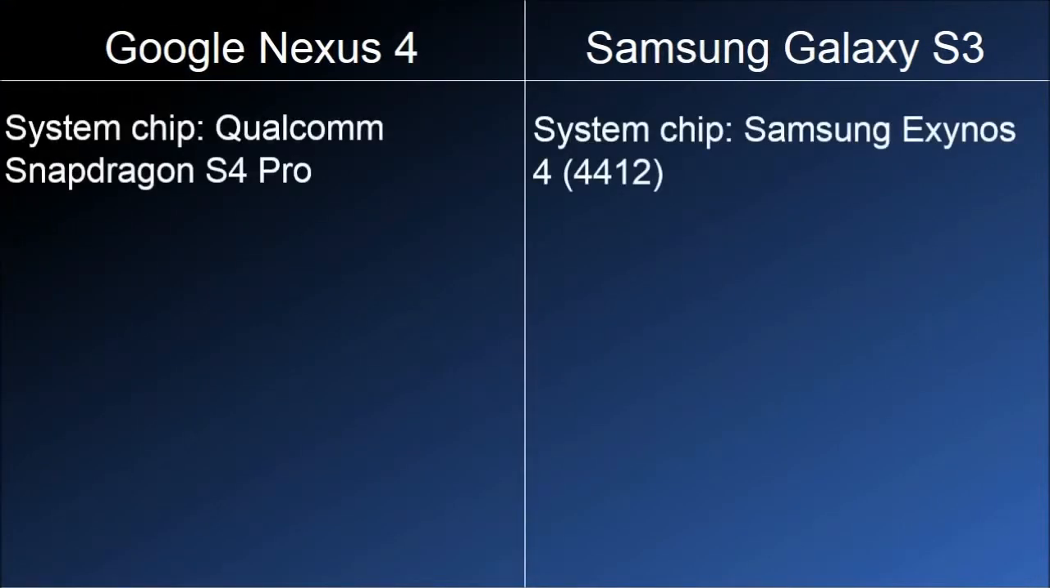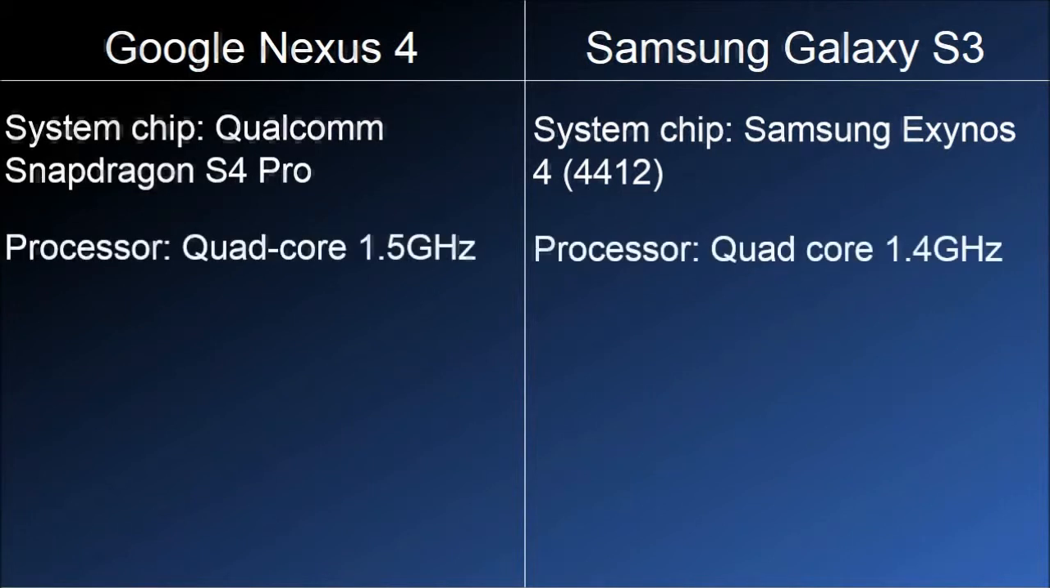Now in terms of processors, the processing chip on the Google Nexus 4 is a Qualcomm Snapdragon S4 Pro, whereas the Samsung Galaxy S3 has a Samsung Exynos 4. The Google Nexus 4 has a quad-core 1.5 GHz processor, whereas the Samsung Galaxy S3 has a quad-core 1.4 GHz processor. So the Google Nexus 4 is a slightly faster processor. It's also a better architecture, the Google Nexus 4.